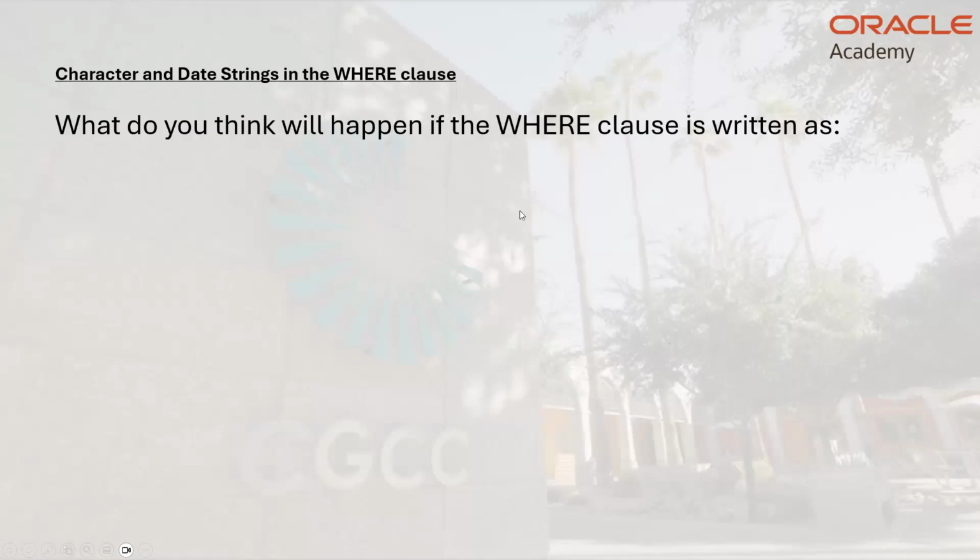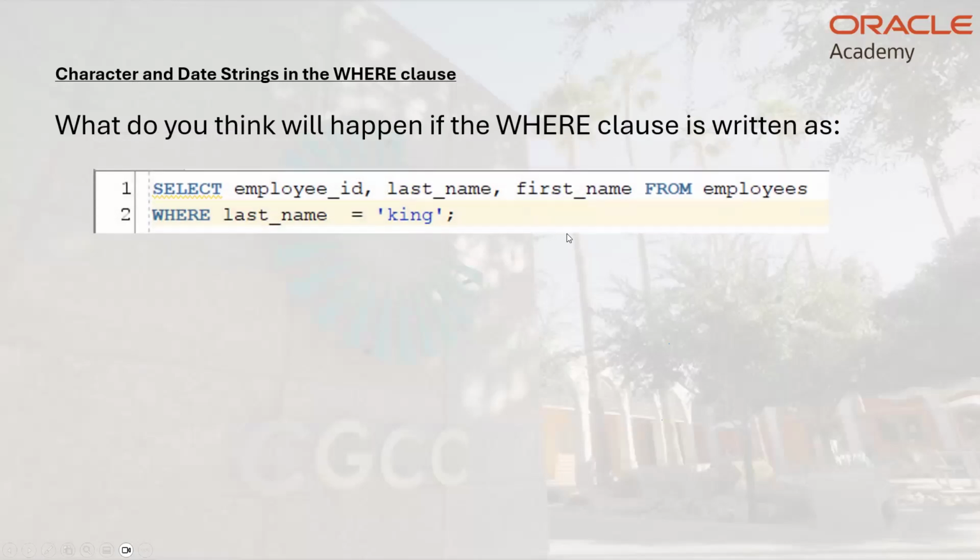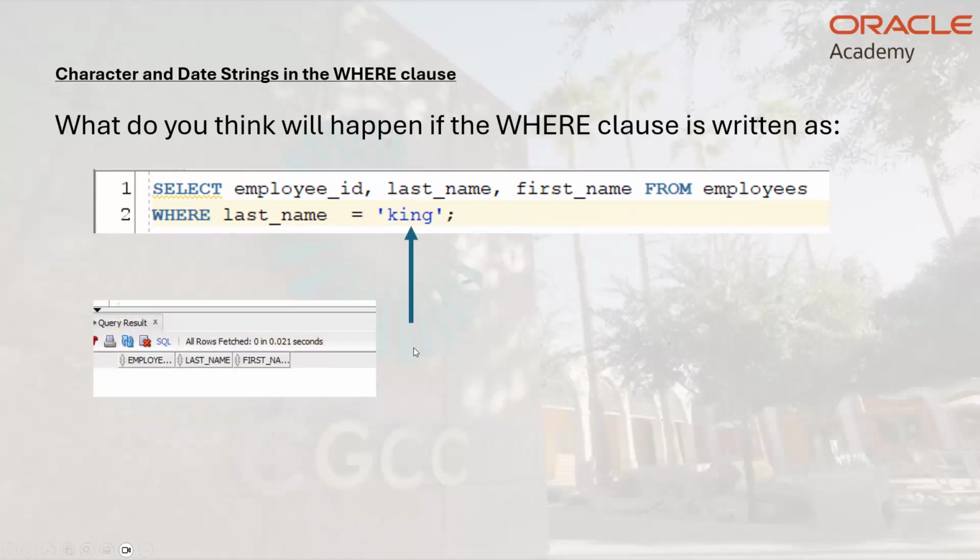So what do you think will happen if the where clause is written as this? What will happen if we rewrote that last where clause and ran this one? What will happen? Yes, Vera? Because king is not capitalized on the K, it won't match because it is case sensitive. Yep, case sensitive. So it has to match exactly. So even though you don't have a syntax error, you will return nothing. So be aware of that.